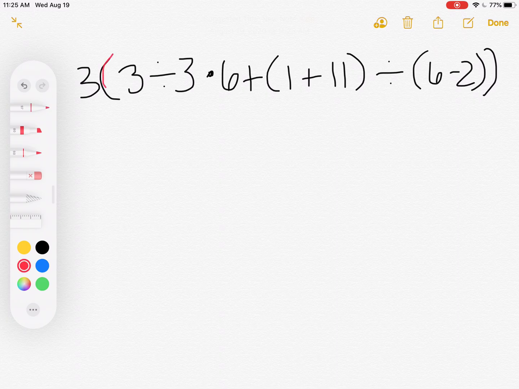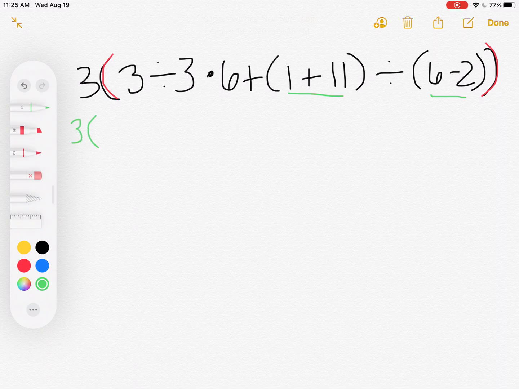We have this giant set of parentheses. I'm going to kind of re-outline those in red. And then we have 2 smaller sets of parentheses. We're going to do those inside sets first. What I'm talking about is this one and this one. Since those are happening separately, we can take care of both of those at the same time.